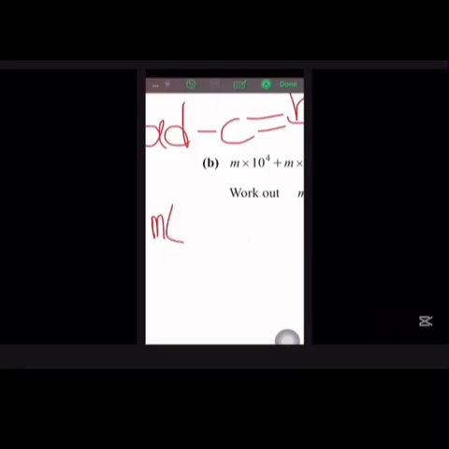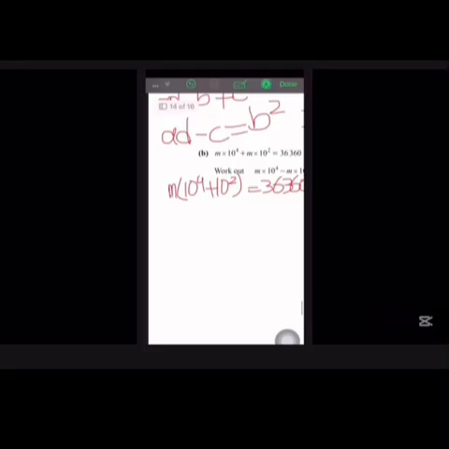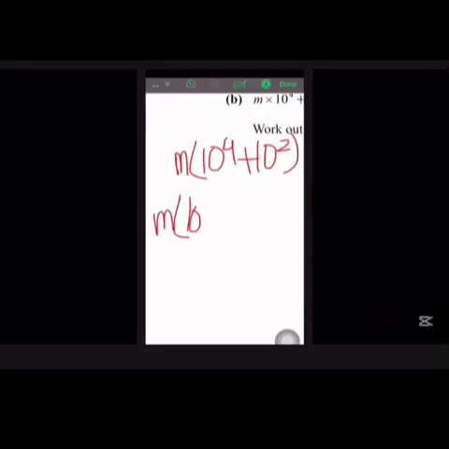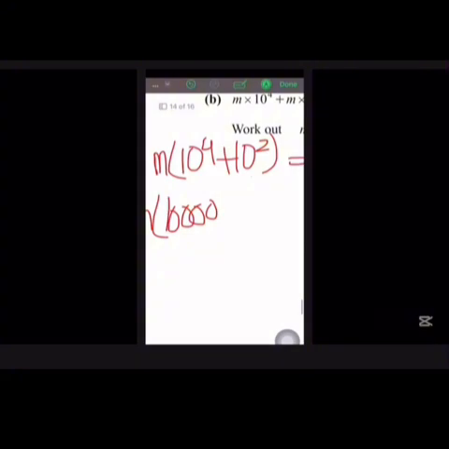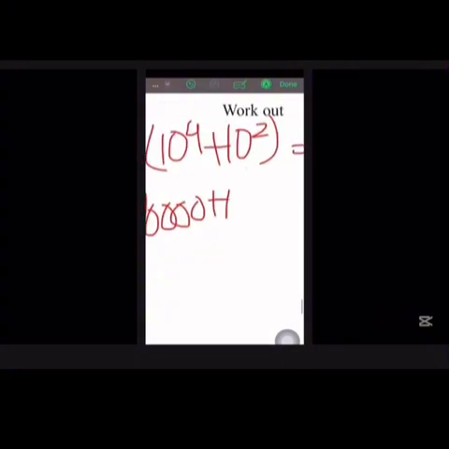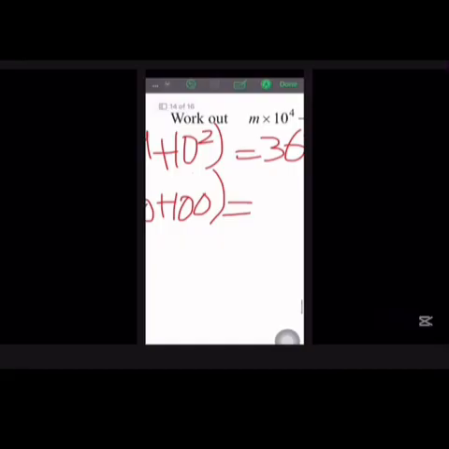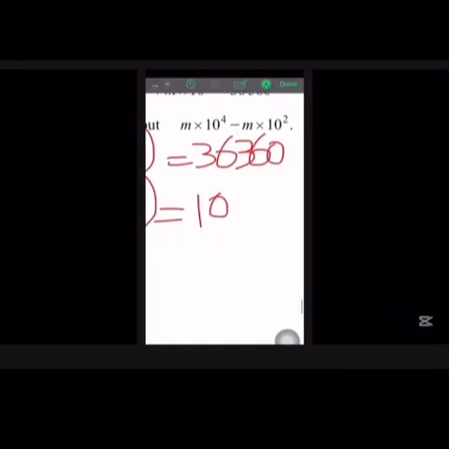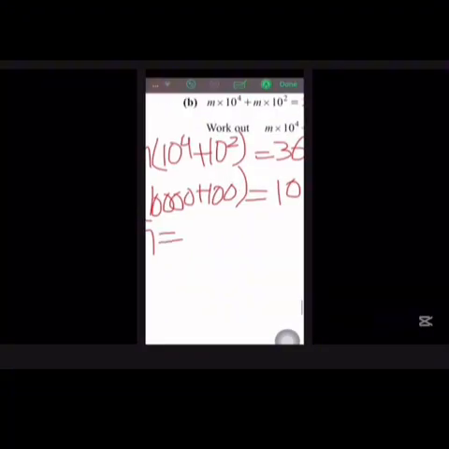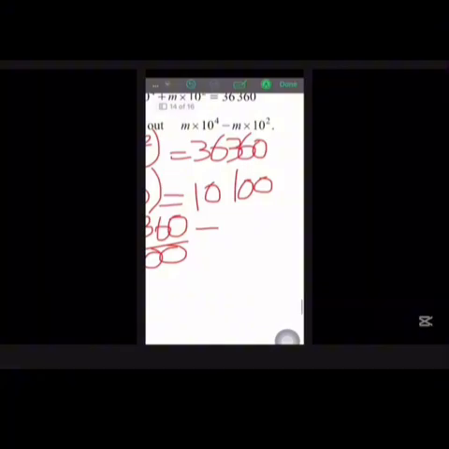M is common in both the equations. M 10 multiplied by 4 plus 10 square is 360, sorry. So you can see here that M 1, 2, 3, 4. 10 raised to the power 4 means 10,000 and here it will be 100. So when we'll add them, it will be 10100. So you will divide this with 36360. It will be 10100.